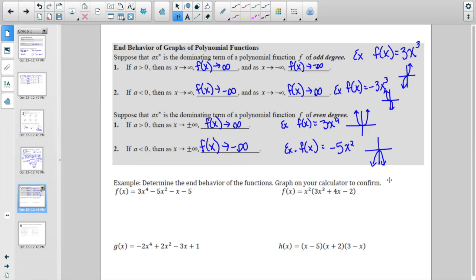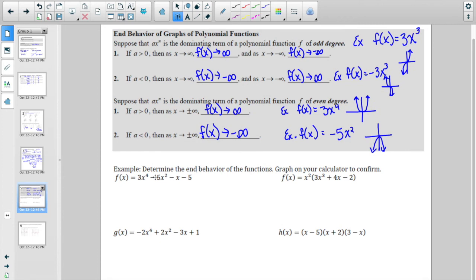When we talk in calculus, we'll use something with limits, but we'll go ahead and just leave it like this. When we're back in class, I might show you end behavior using limits. So for example, determine the end behavior of the functions, graph on your calculator to confirm. So to do this, we need to have a statement. Now, because the dominating term is even, I can do the statement where I combine it together. So I'm going to say, as x goes to positive or negative infinity, this is positive, so I'm going to have f of x goes to positive infinity, because both ends would be up.